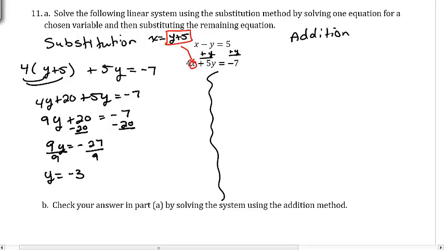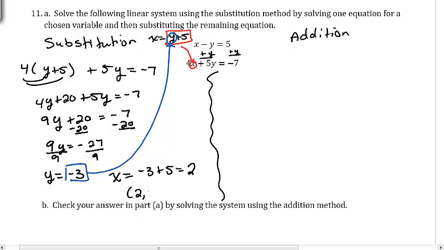So now we're going to take what we got for y, this negative 3, and we're going to plug it back up into this y here. That'll give me x equals negative 3 plus 5, which is 2. So we have the point 2, negative 3 is where these two lines are intersecting. Again, you can check this solution simply by plugging a 2 in for x and a negative 3 in for y and checking to see if you get true statements here.